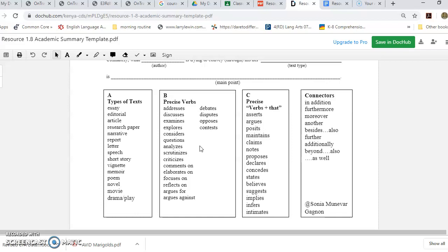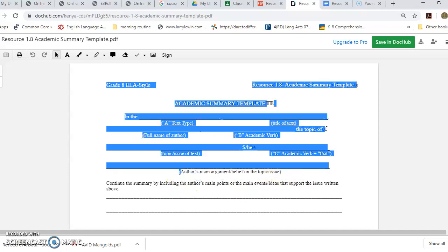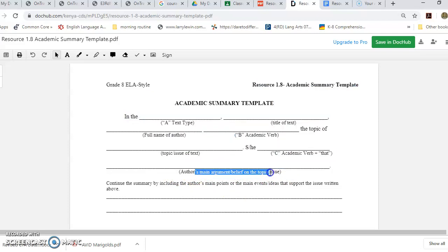Is she disputing something? If you know the text structure, then you could easily determine which verb you can use. So then what is the topic she's discussing? Just the topic or the issue of the topic. So that's the who or the what. And this is where you start explaining what is the author's belief of that topic, the issue? What is her purpose for writing this piece? What is the central idea?